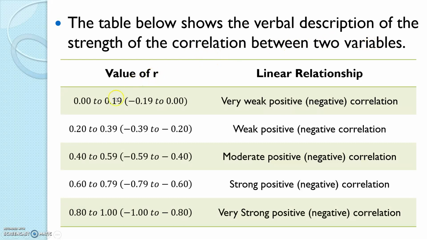All right. So here's the table showing the verbal description of the strength of the correlation between two variables. We have here the value of r, here are the range or the interval of values, and here is the verbal description for each. So take time to copy the following, as we will be using this in our lesson in interpreting the value of r.